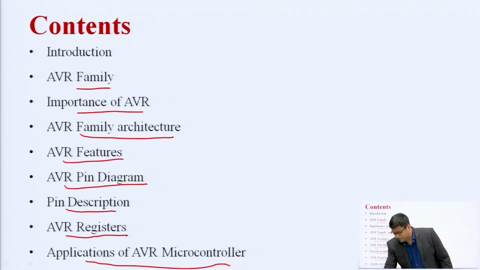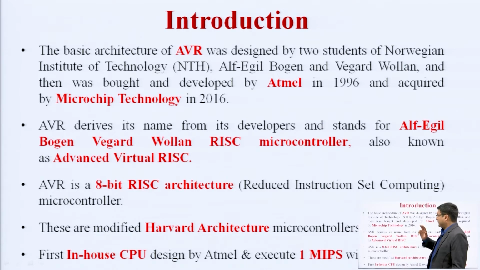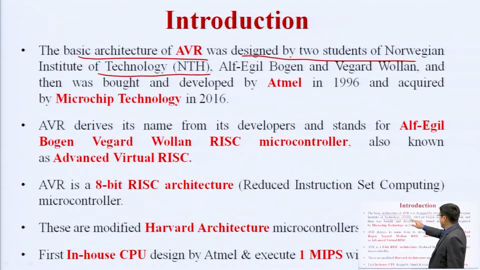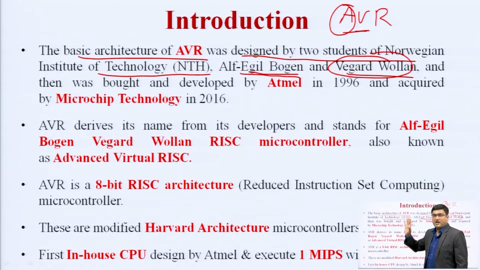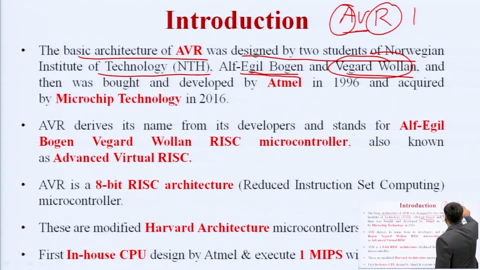So, let us start with the basic introduction of AVR. The basic architecture of AVR was designed by two students of a Norwegian University, that is Alf Egil Bogen and Vegard Wollan. So, what is the meaning of AVR? A means it is developed by Alf Egil Bogen, and V means it is developed by Vegard Wollan. So, AV implies the names of the two students who developed this architecture, and R stands for RISC architecture.